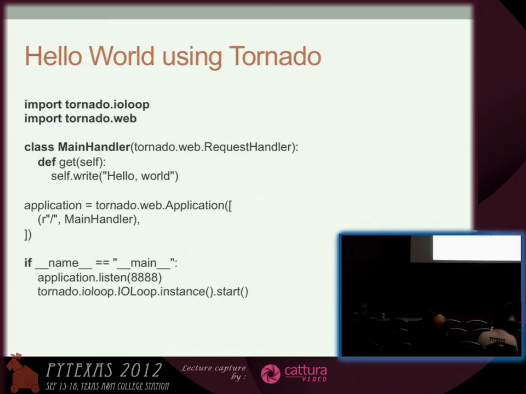In the main program, you create an application and say all requests. So this is the pattern matching. It says match all requests and send them to this class MainHandler. And this says fire up the application, listen on port 8888, and start the event loop. That's all you need to set up a web server. And as I said, this can actually handle about 8,000 simultaneous users because it's a really powerful web server that way. And it's very lightweight and very fast.